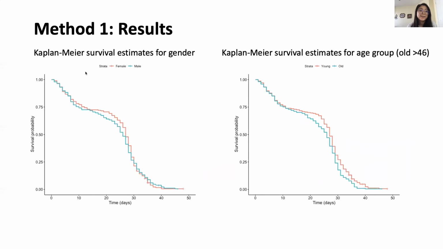And this is the Kaplan-Meier survival estimate for gender and the Kaplan-Meier survival estimate for the age group. The survival probability is extremely overestimated since the survival probability at 14 days is about 0.73 in general, while it is nearly 0.75 for the younger group, or I can say that 75% of people had the incubation time after 14 days.